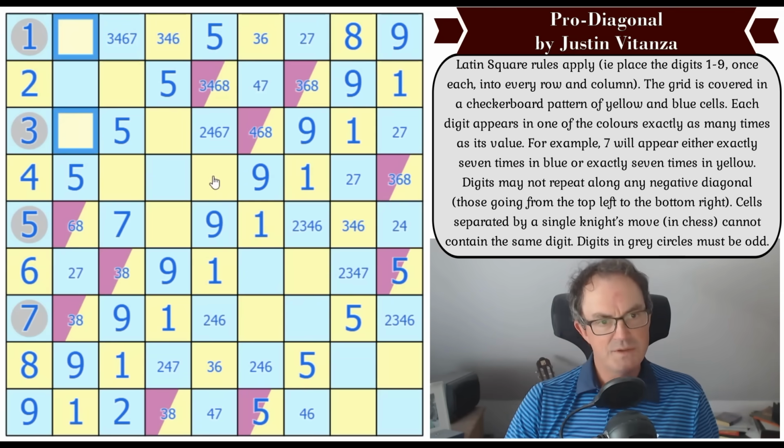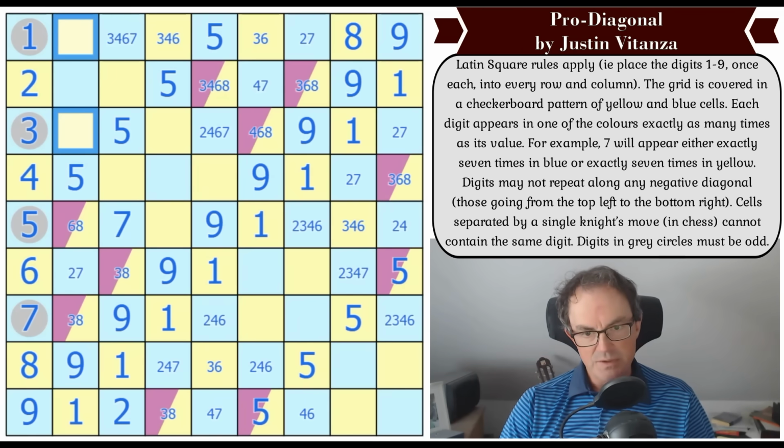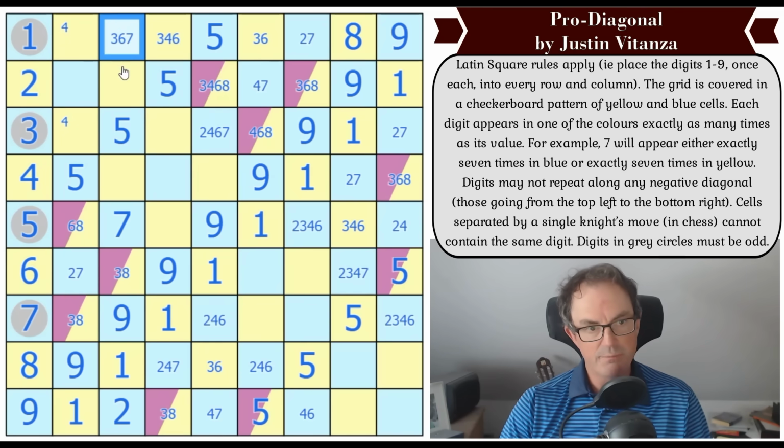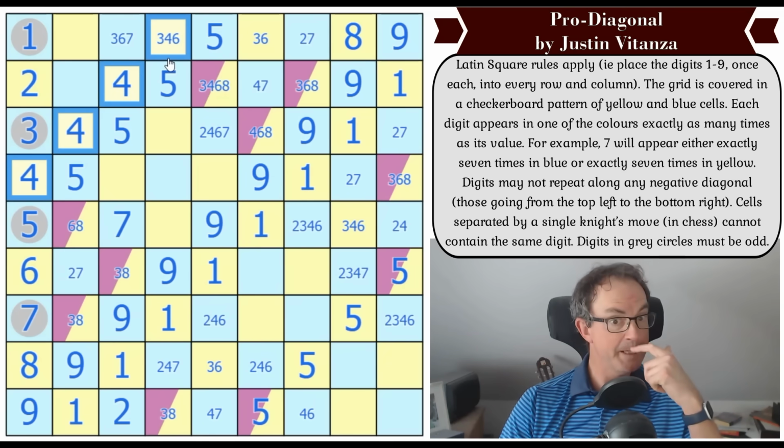4 is in one of those two cells. Yeah, okay, I can use that. 4 is in one of those two cells in column 2, because the knight's move removes it from this one. So this can't be a 4, but there must be a 4 in this column, and that's got to be there. Now that means this can't be a 4 because it's on the same diagonal as itself. So this is a 4, and we're going to get a line of 4s here.